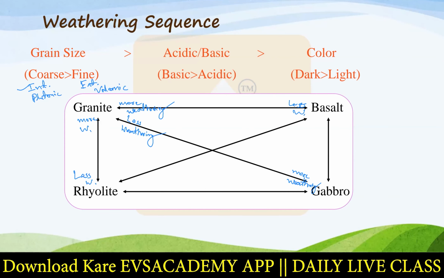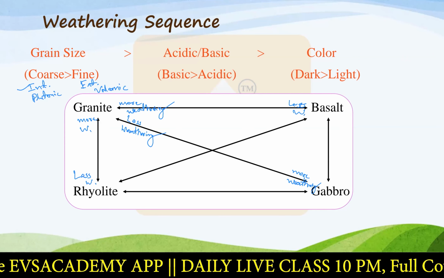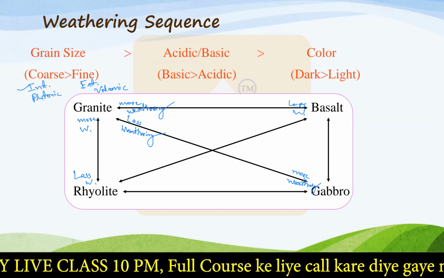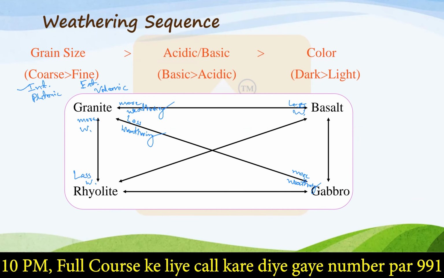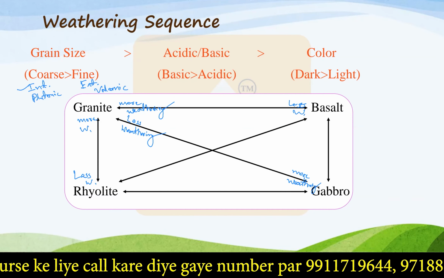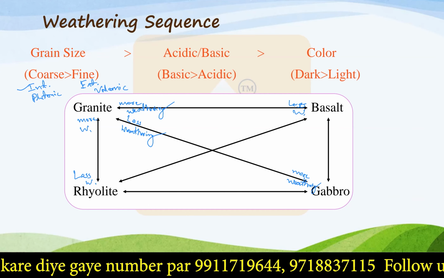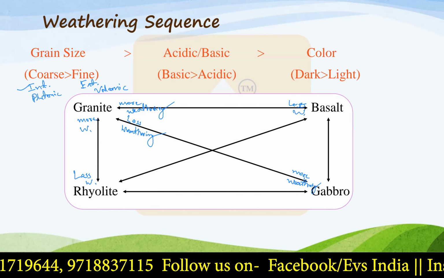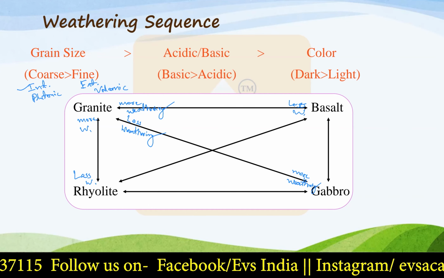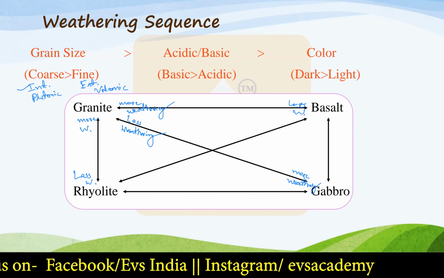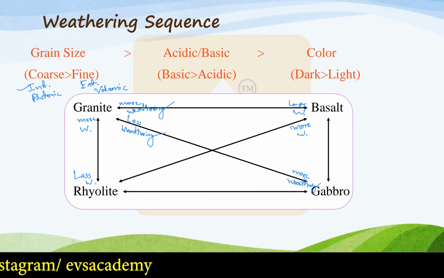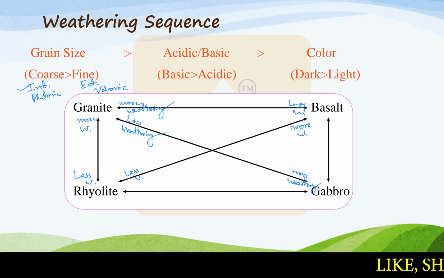Then let's see the rhyolite and basalt. The rhyolite and basalt will also have same type of relationship. Both are the volcanic or both are the extrusive, both are the fine grained rocks. But in the case of acidicity and basicity, rhyolite is here acidic in nature, similar to the granite, while basalt is basic in nature. So basalt will this time have more weathering, while the rhyolite will have less weathering. This is the relationship between the basalt and rhyolite.